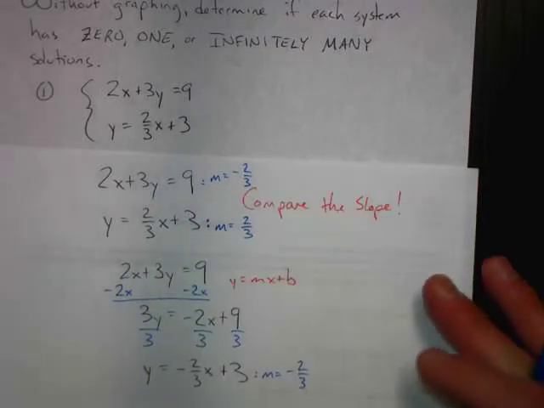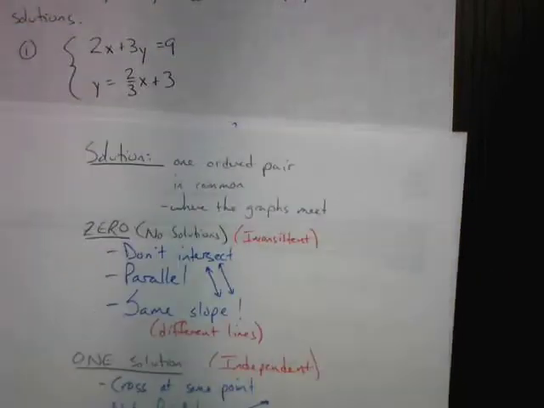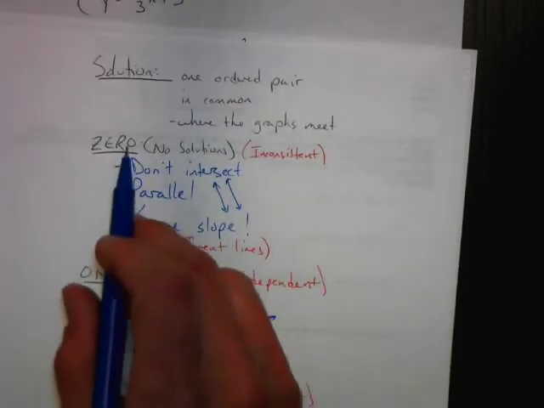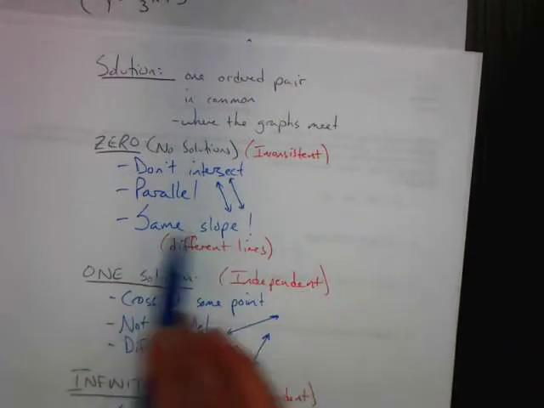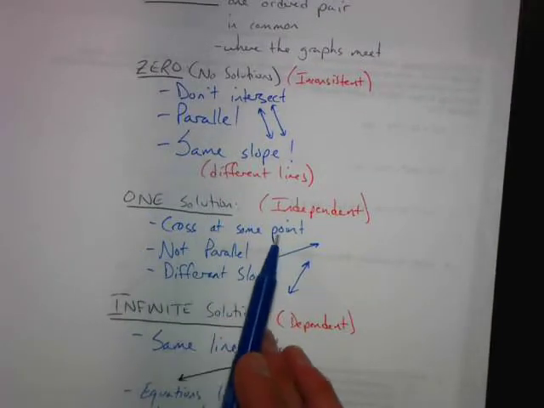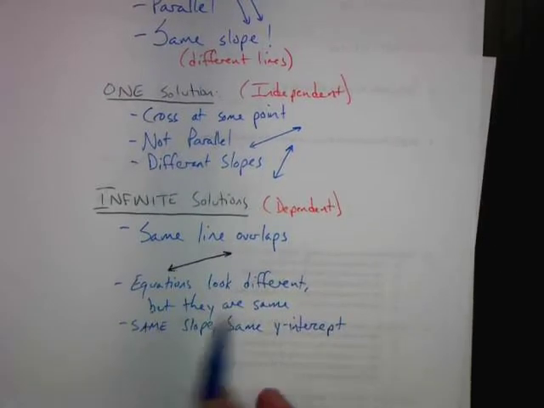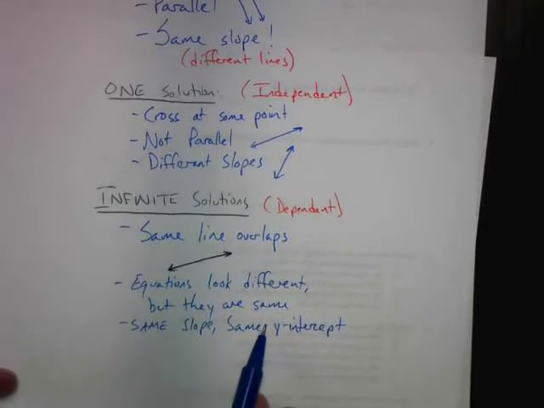All right, so now we're ready to finally draw our conclusion based on the notes that we just took. If there's 0 solutions, that means they don't intersect. That means they have the same slope. If there's 1 solution, that means they do intersect. That means they have a different slope. And if there are infinite solutions, they have the same slope and the same y-intercept, same equation.